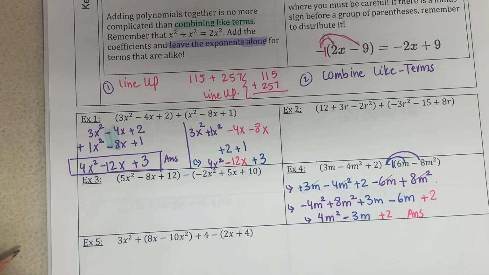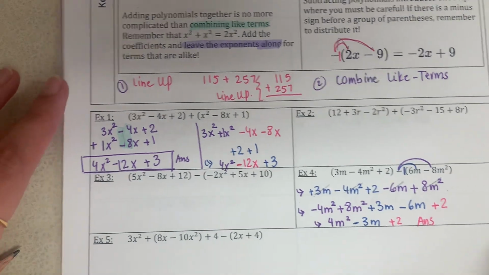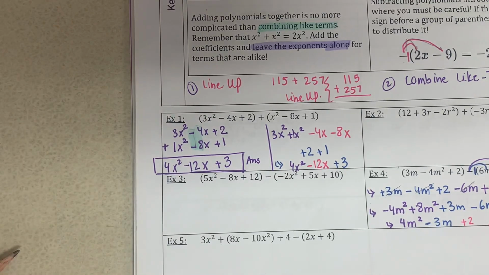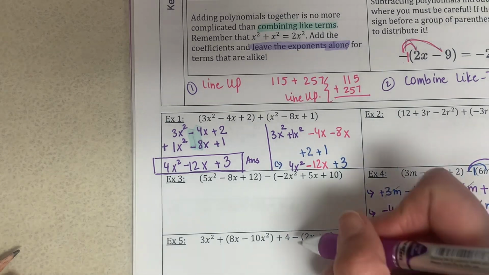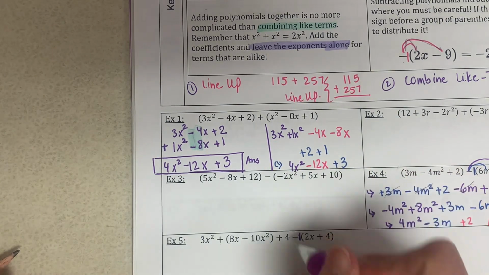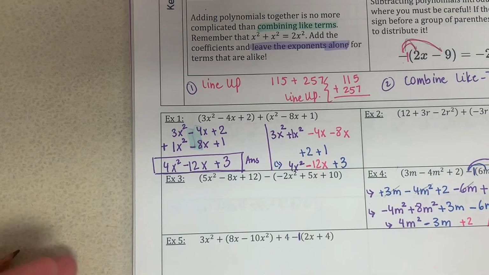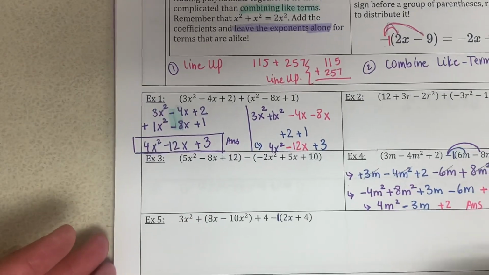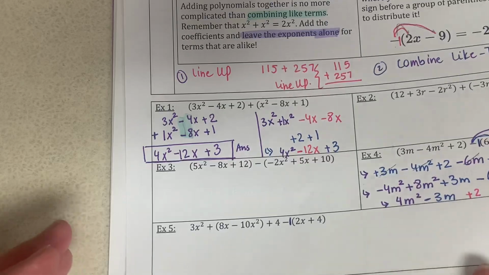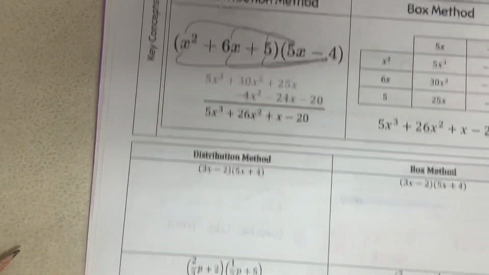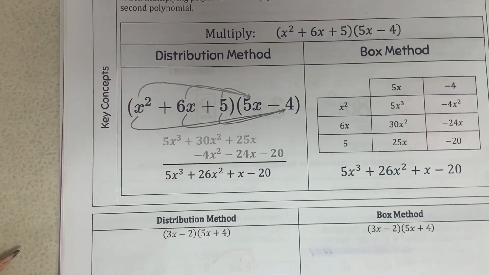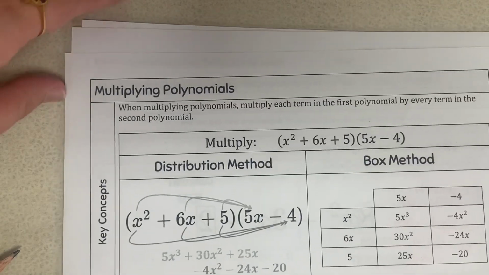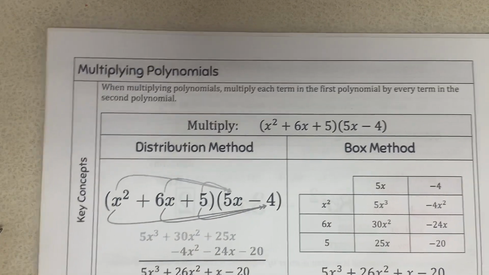So adding and subtracting polynomials is super easy. You have 1, 2, and 3 questions to solve on your own. Make sure you put 1 over here and then you distribute the negative. This is how you make fewer mistakes. Again, you can use the lineup method, or you can use combining like terms, whatever you prefer. So that was addition and subtraction of polynomials.